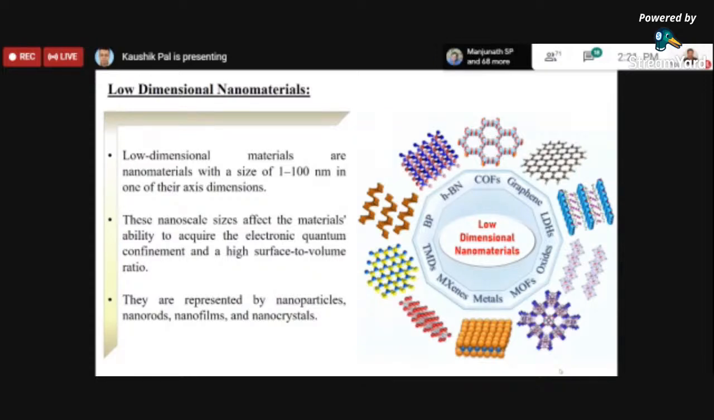This nanoscale size affects the material's ability to acquire electronic quantum confinement. Of course, its electronic structure, its band gap, bandwidth, everything is totally different. Some materials behave like conducting materials, some are semiconducting, some are insulators. And when I make the size small, its surface to volume ratio increases tremendously. With a higher surface to volume ratio, it exposes a higher surface area, so it can interact with other things and show better properties. These are represented by nanoparticles, nanorods, nanofilms, and nanocrystals.